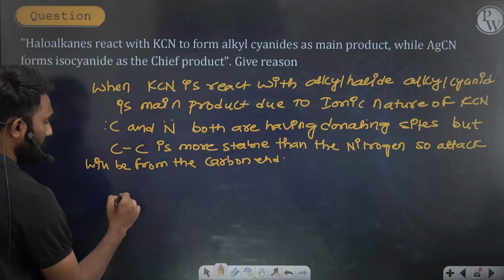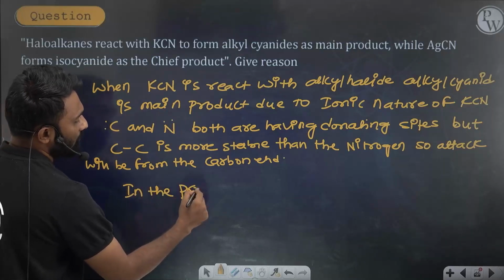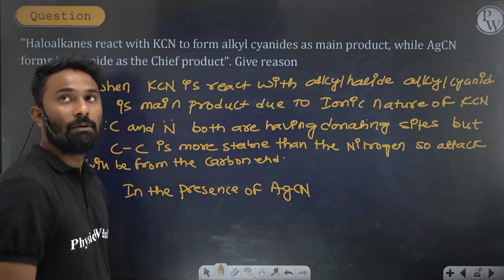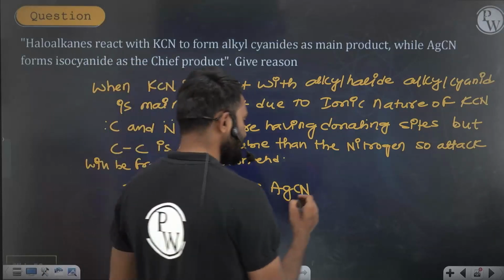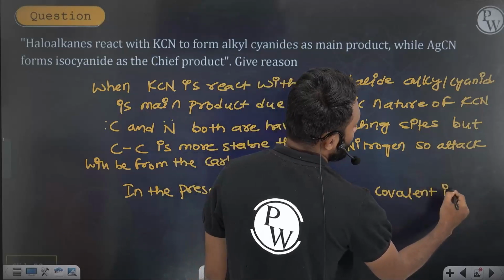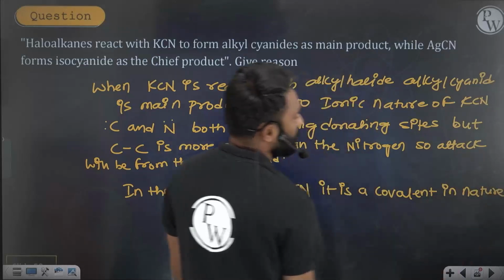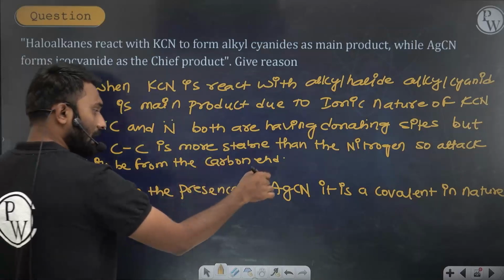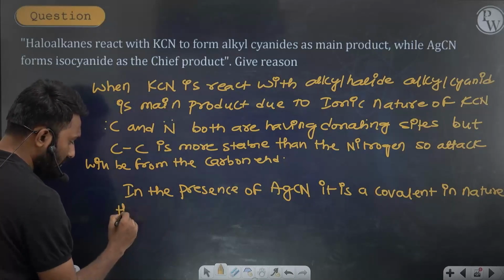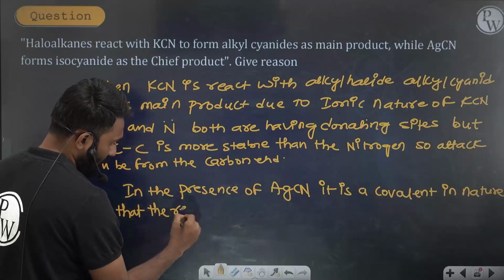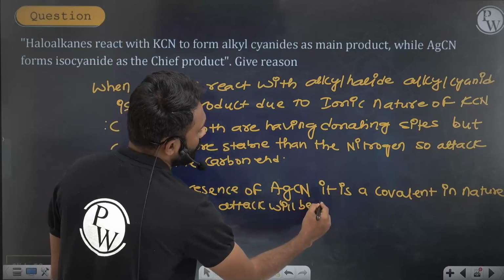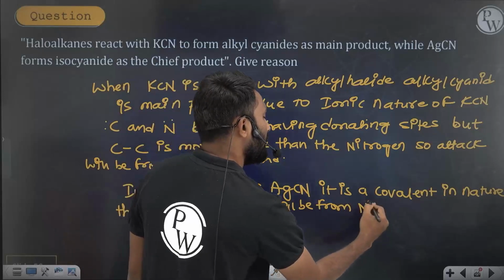Now in the presence of AgCN, it is covalent in nature. Ag and CN are covalent in nature. Easily it will not be broken. That's the reason the attack will be from the nitrogen end.